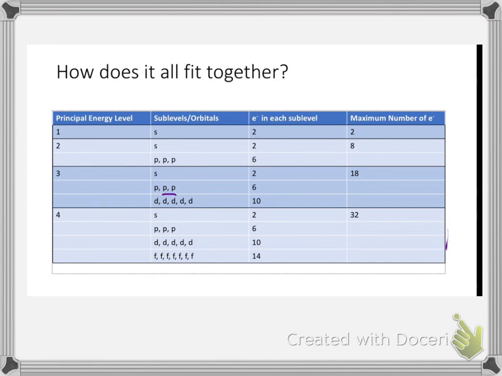Okay, there's the D's. That's a D sublevel. 1, 2, 3, 4, 5, 10 electrons. The difference between these and these is the 4s are farther apart from the nucleus, farther away from the nucleus. But a D sublevel, no matter what energy level you're on, can have a maximum of 10 electrons.